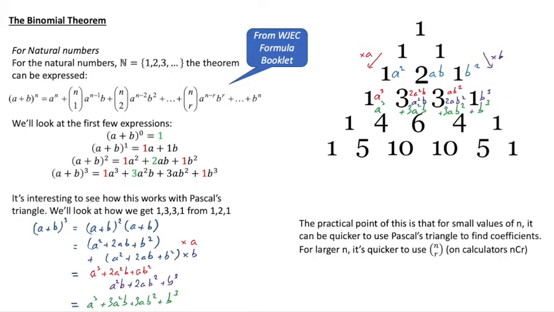The practical point of this is that for small values of n, it can be quicker to use Pascal's triangle to find the coefficients. For larger n, it's quicker to use nCr, and as previously mentioned on the calculators, that's the nCr, which is on the divide button. There are also situations where n is unknown, and we need to use nCr as a formula in those cases as well.